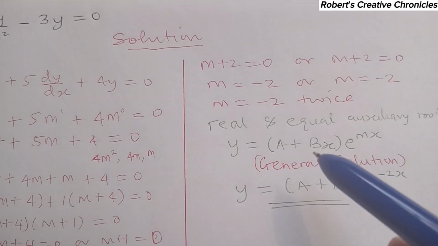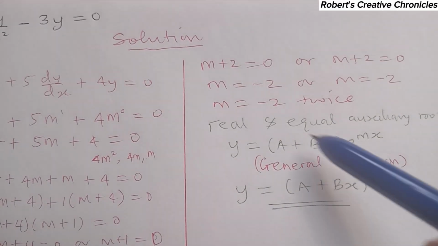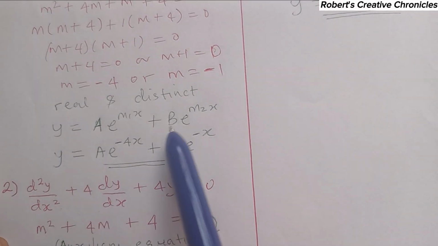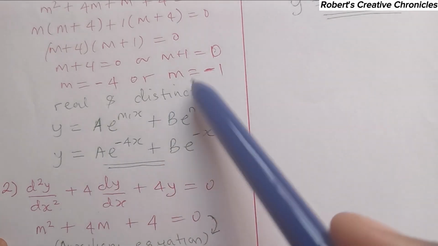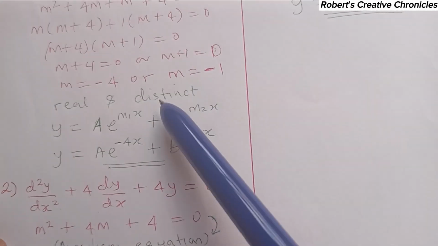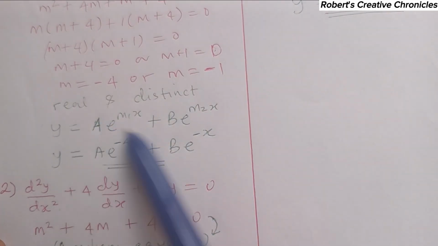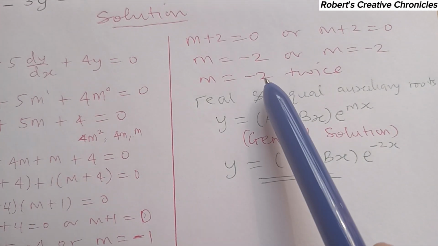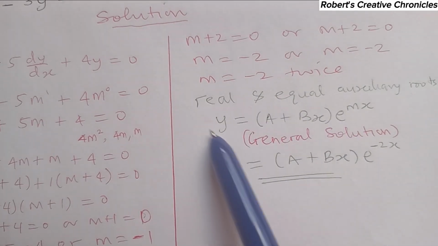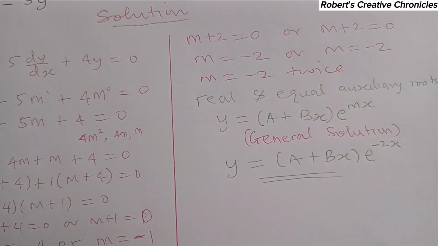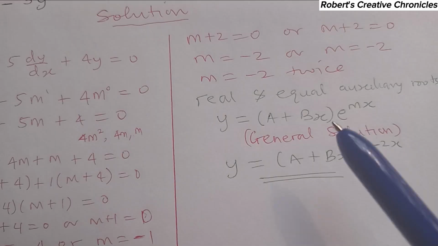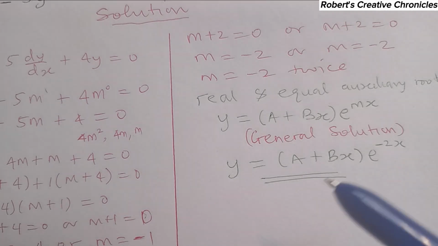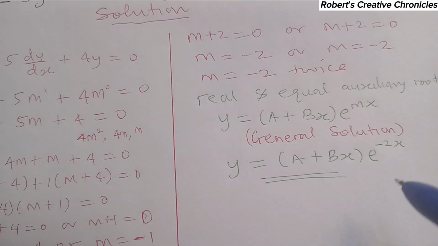Know that because these roots are real and equal, this is the general solution for roots that are real and equal. Then the last one we did is the general solution for real and distinct roots. So if you solve any auxiliary equation and it gives you real and distinct roots, you use this general solution. And if you solve any one that gives you real and equal roots, you use this general solution. So there are different forms for different answers. That's why I said that the general solution depends on the kind of auxiliary roots you get after solving your auxiliary equation.